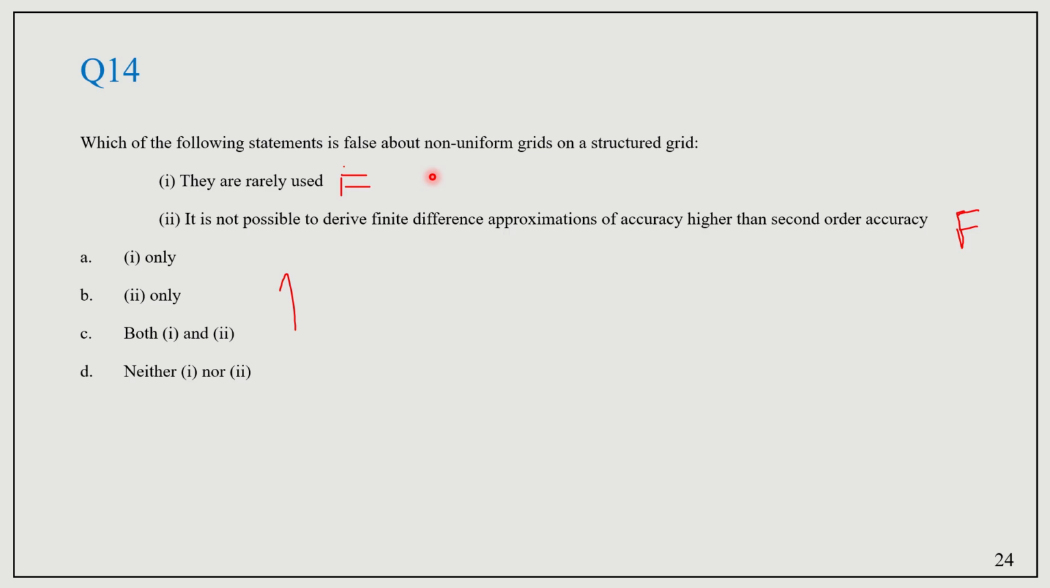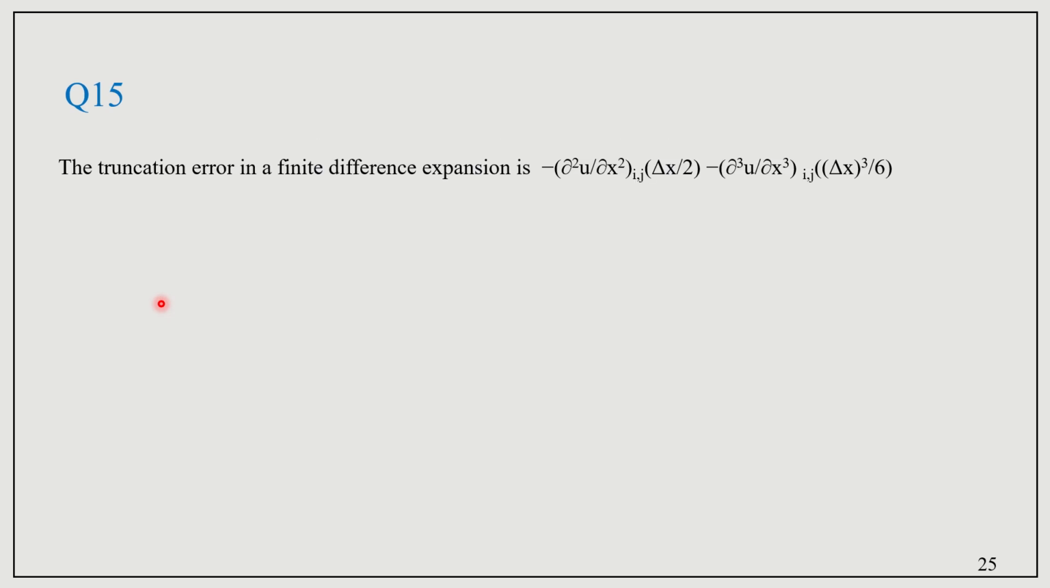And the second statement is stating that it is impossible to derive higher order approximations for higher order accuracies. Again, it is false. So both the statements are false. So option C is the right answer. Answer is option C, that is, both 1 and 2 are false statements. Now we will go on to question 15.